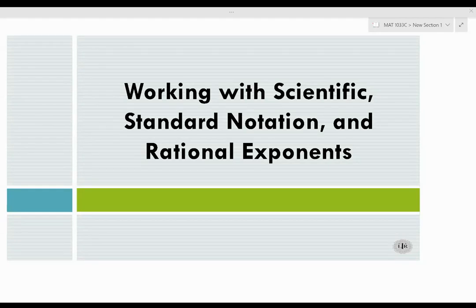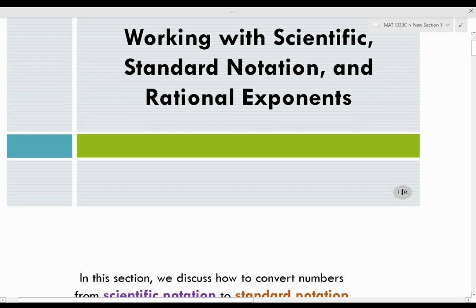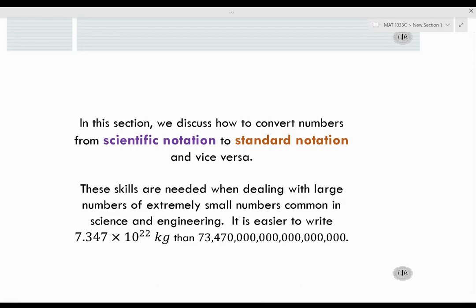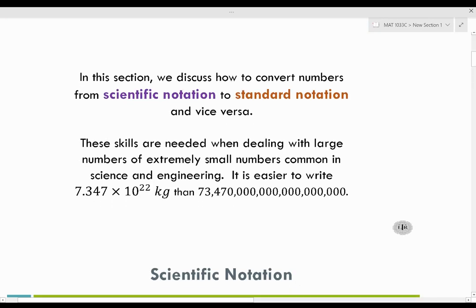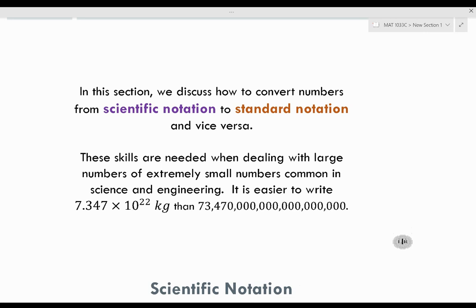All right, you guys, in this section, we're going to be working with scientific and standard notation as well as rational exponents, okay? So the first part of the lesson, we're going to distinguish between standard and scientific notation, okay? So you may be asking, well, what is standard notation?